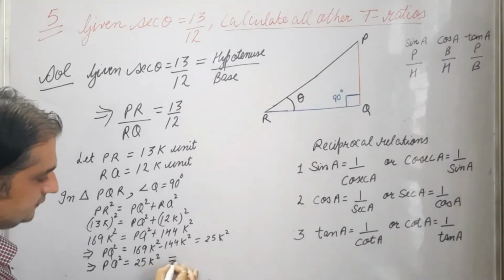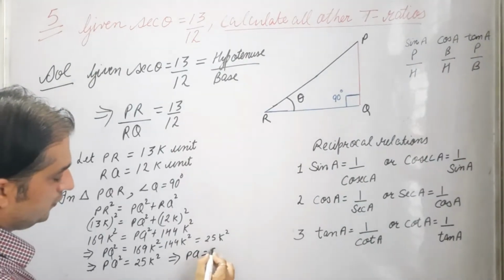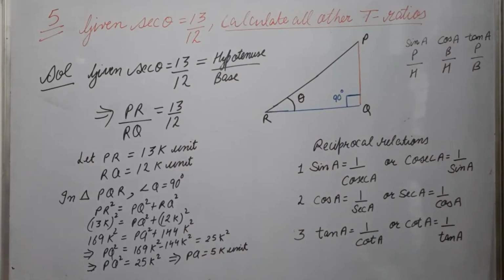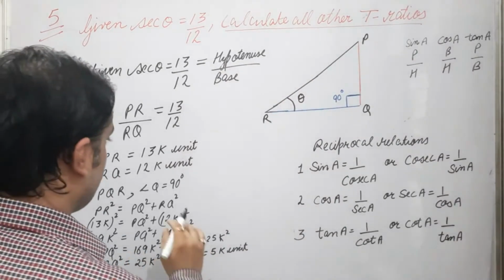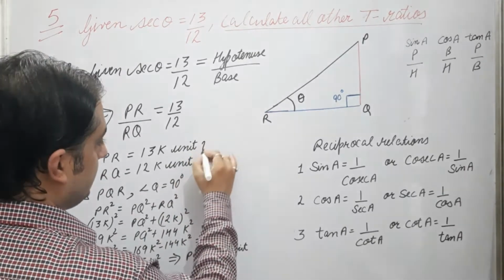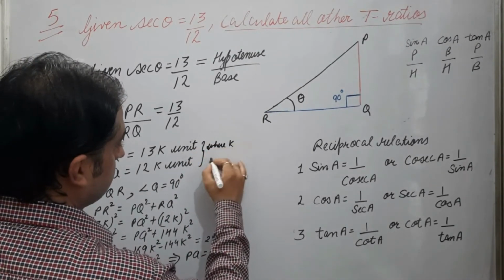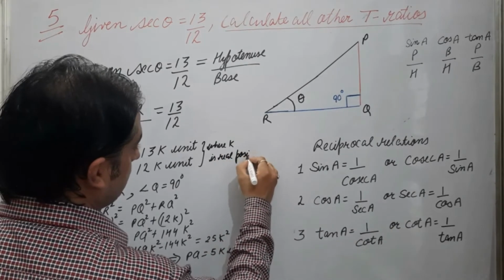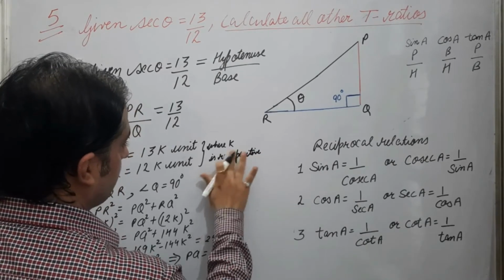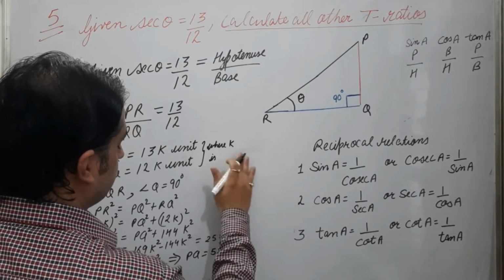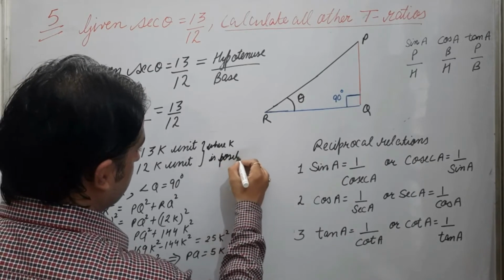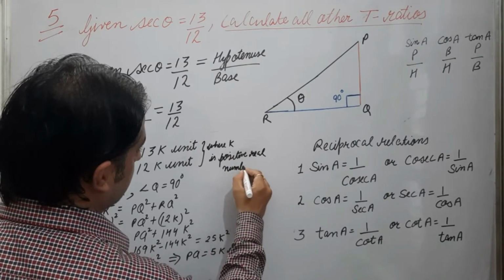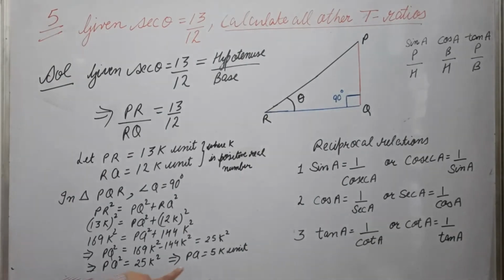It implies PQ is equal to 5K unit. So PQ is equal to 5K unit, and you know K is a positive real number. So PQ is 5K unit.